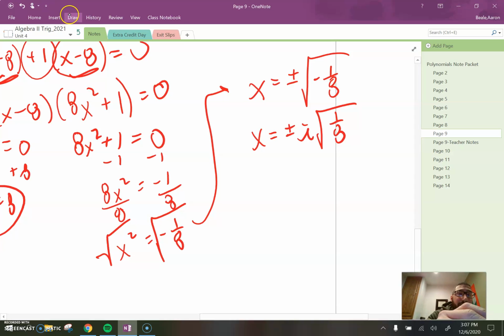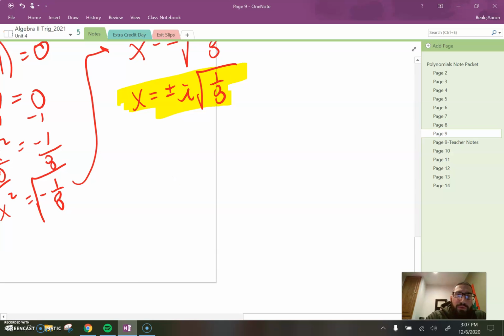Now, here's what I would say. That might be as far as your teacher wants you to go, okay? Might be. I am going to show you how to go a little further, just for the sake of exposing you to it. But check with your teacher if that's as far as they want you to go. Now, how could I simplify this a little more? Well, let's look at it. So we could do this. The square root property says we could do the square root of each of those, right?